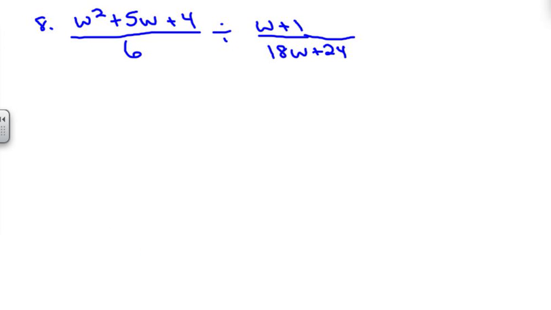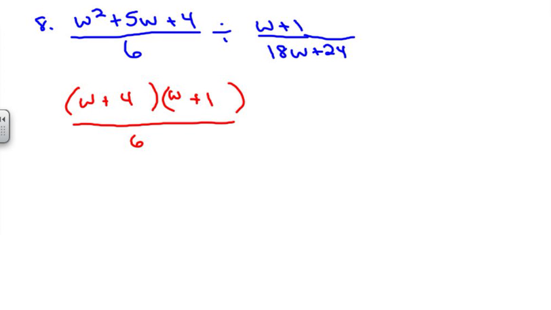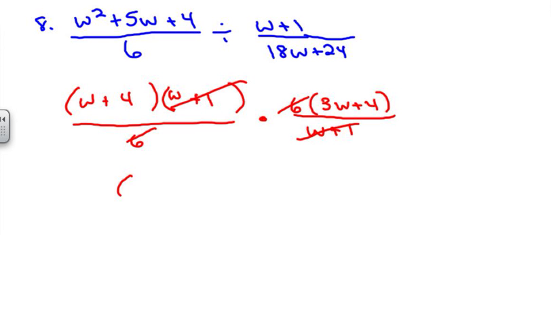Okay, another division problem. Easy trinomial factoring in the numerator. So that's going to be factors of 4 that add to give you 5, or plus 4 plus 1. 6 is a monomial and doesn't factor. Change the division to multiplication, flip. In the denominator you can take out a GCF of 6, leaving you 3w plus 4. And w plus 1 does not factor, it's to the first power with no GCF. So the only things that can cancel are the w plus 1s and the 6s. What's left over is w plus 4 times 3w plus 4. Everything in the denominator canceled, leaving you a 1 in the denominator, which we do not write.